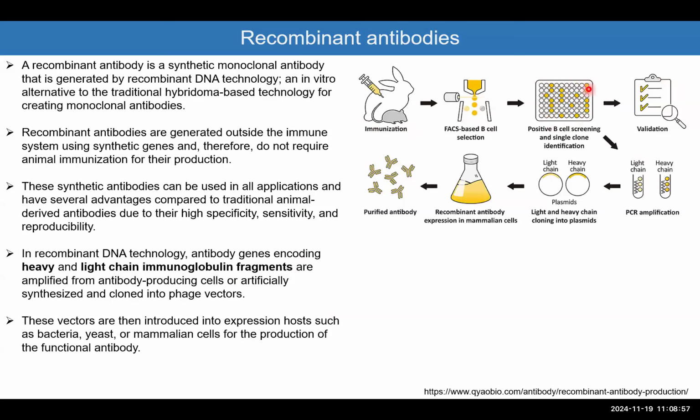You can start from cells that are generating antibodies. You can get positive B cell screening at the single clone identification level. Then you can amplify by PCR the light chain and the heavy chain of a particular antibody. And then you can clone those into plasmids, the light chain and the heavy chain. And if you transfect mammalian cells with the light chain and heavy chain, those cells will generate the antibody for you. So that's a recombinant DNA technology that you could generate antibodies with.